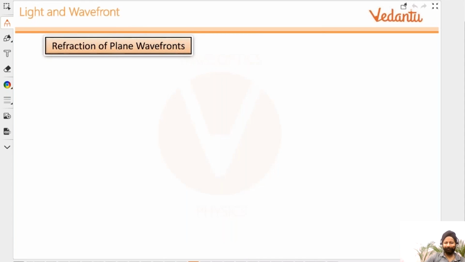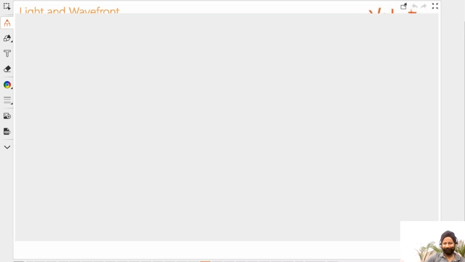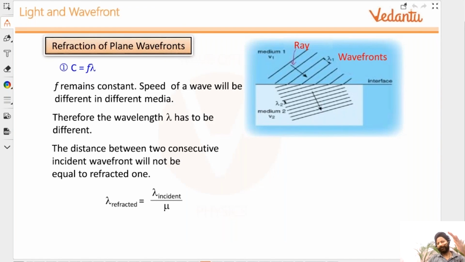Reflection of plane wavefronts. Let's see how this works. Okay, the waves are coming. Abhiraj has done this chapter, so he's actually more in revision mode here. Okay. Now think about these rays of light. They're coming here, right?